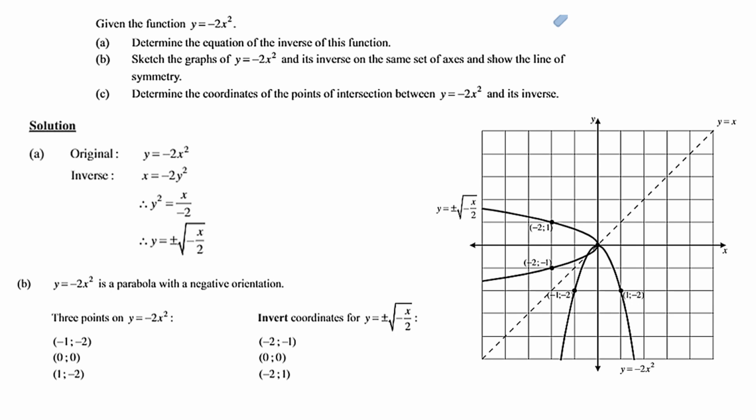So if you look at the original equation y equals minus 2x squared, then the inverse is again swap x and y and make y the subject. So therefore y is plus or minus the square root of negative x over 2. Question B, now you must sketch both graphs.